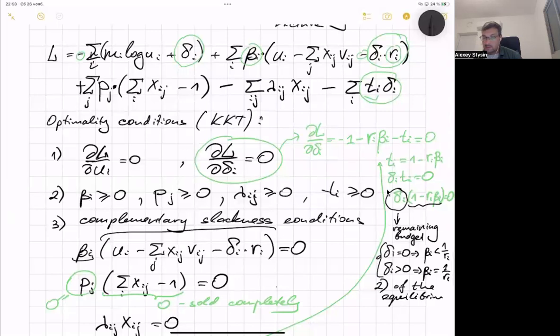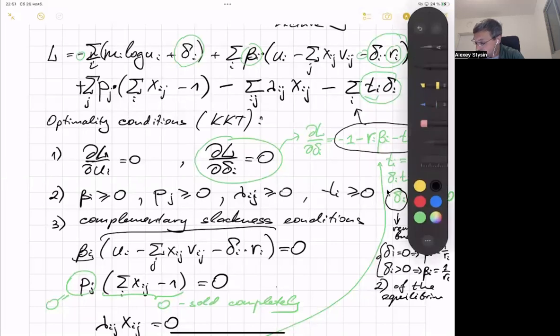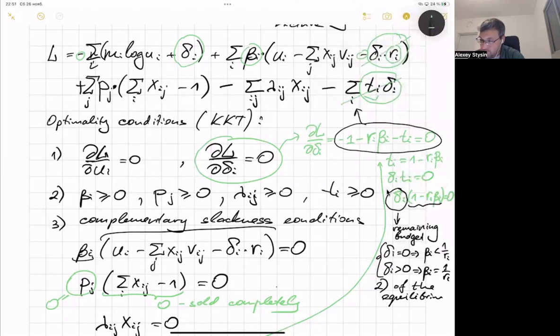Now we can actually see that if we substitute this condition back here, this will eliminate this term and this term and this term. It's just collecting all the things that come with delta I and eliminating it.